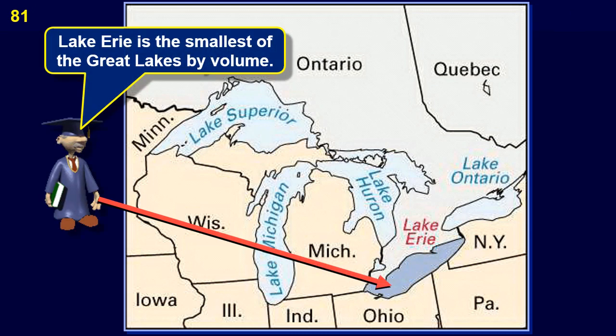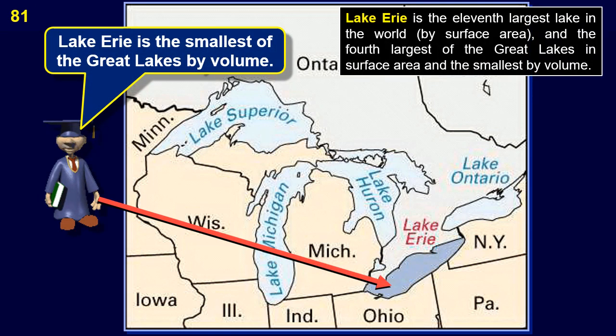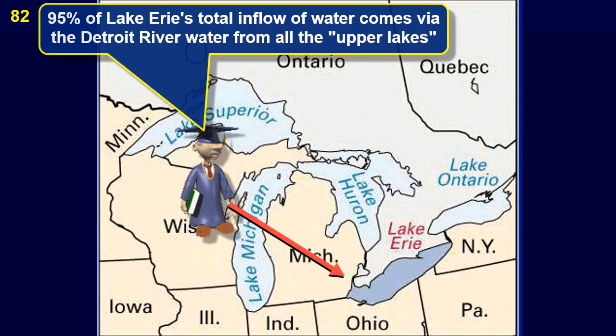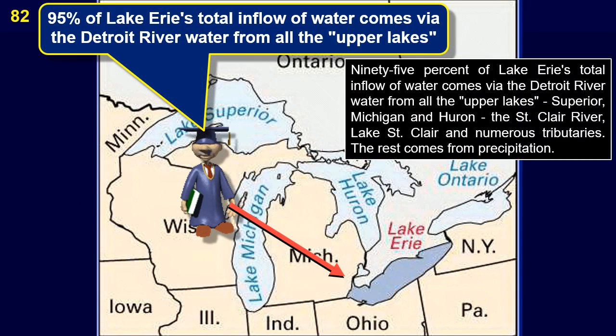Lake Erie is the 11th largest lake in the world by surface area, and the 4th largest of the Great Lakes in surface area and the smallest by volume. 95% of Lake Erie's total inflow of water comes via the Detroit River, water from all the upper lakes Superior, Michigan and Huron, the St. Clair River, Lake St. Clair and numerous tributaries. The rest comes from precipitation.